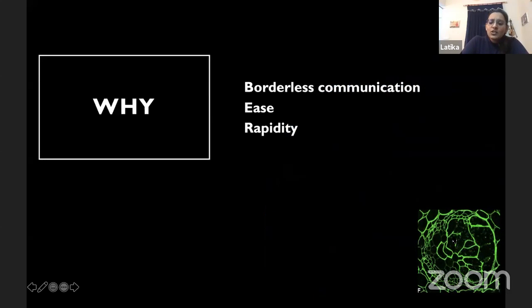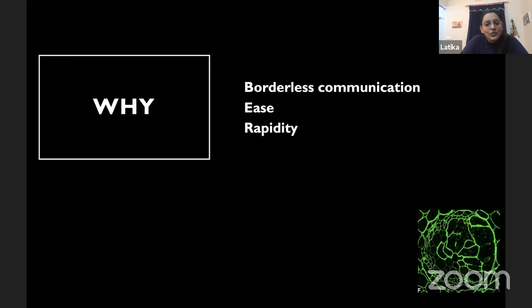So this brings us to the question, why do we want to use social media for academia? The distinctive advantages of this model, primarily borderless communication. As we can see today, all of us are here and connected, and those of us who are not able to join on time are going to catch up on live stream and recordings later. So this is the realm of borderless communication, and the world is a smaller place with the use of these social media tools. And also it's very convenient.